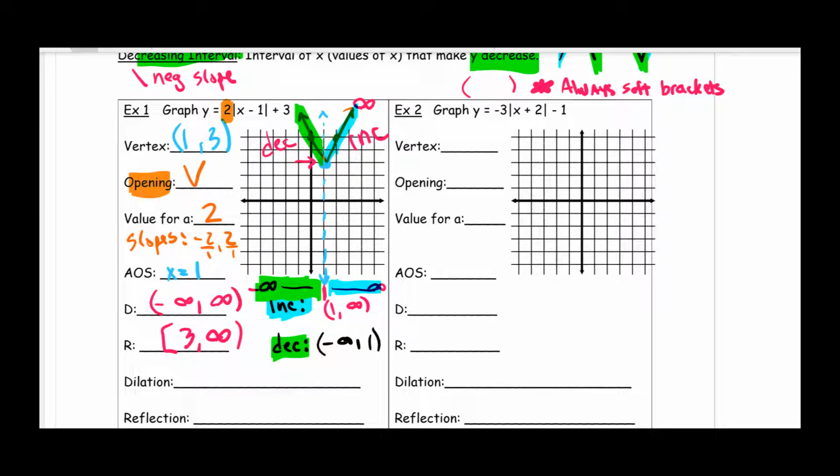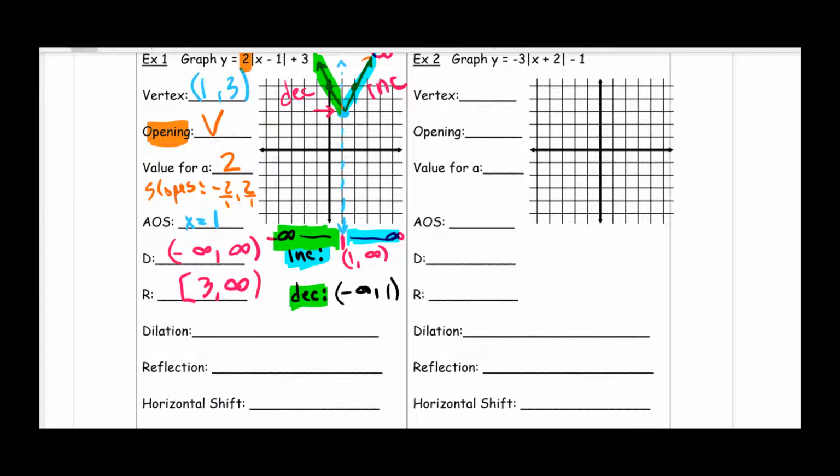Now, the dilation and reflection, remember they deal with the A value. Both of those are the A value. So if I look at that, what were the ways that we described the dilation, either more of a stretch or narrow? And this one, because the A value is 2, we're going to have a vertical stretch of 2, because that deals with whatever that A value was. That's your A value right there.